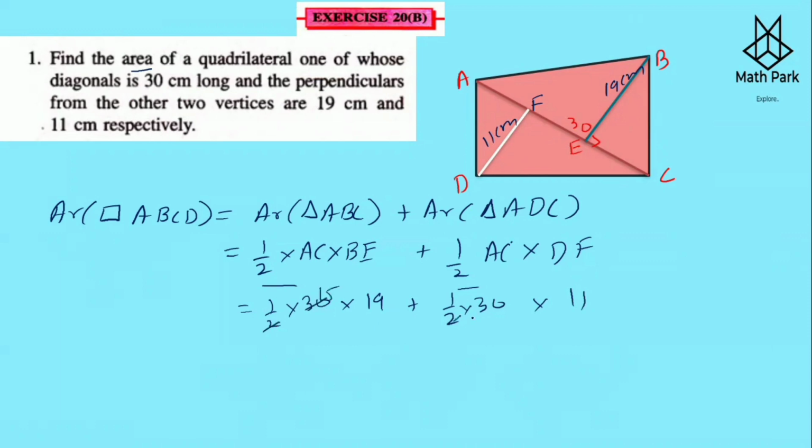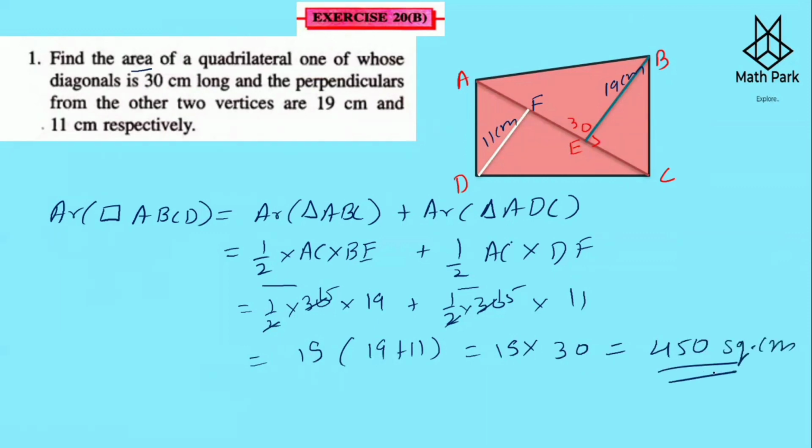So half 30 can be taken common, which we can simplify here itself. We have 15, so this 15 can be taken common. In bracket, we have 19 plus 11, which is 30. So it is 15 times 30, which is 15 3s are 45, 450 square centimeter is the area of this quadrilateral. Okay, so just see that they are on the common base and we just add the areas of two triangles.